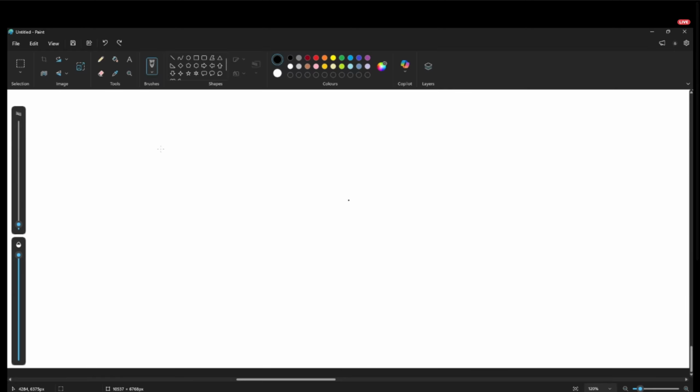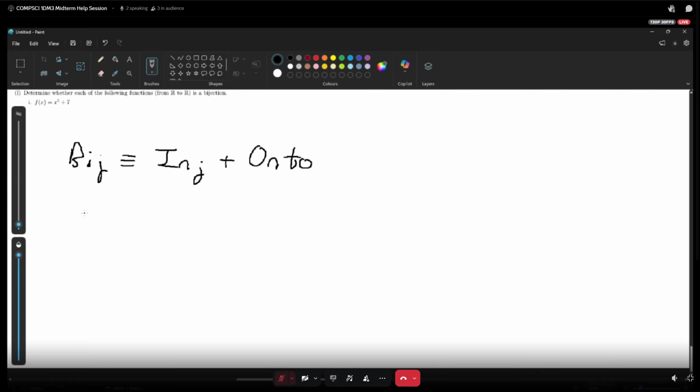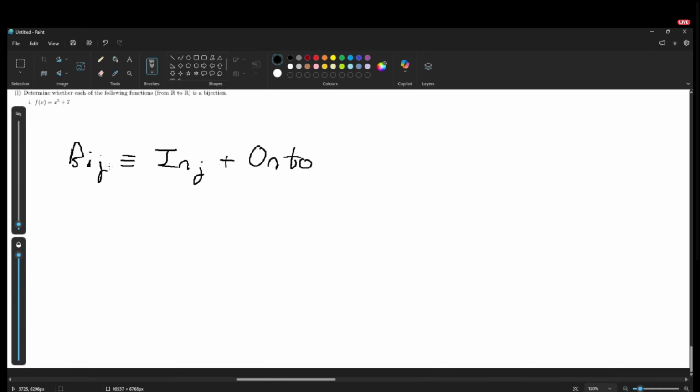Okay, so bijectivity just means that it's both injective and surjective, or it's both injective and onto. So unique elements map to unique things. If I could just write it down, bijection just means that it's injective and it's onto. So that just means that unique things map to unique things, and everything gets at least one element that maps to it.